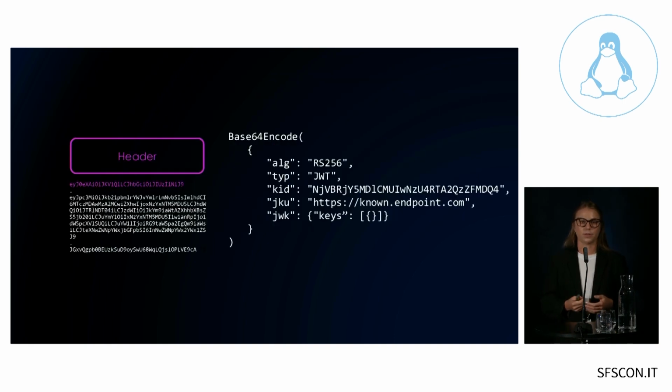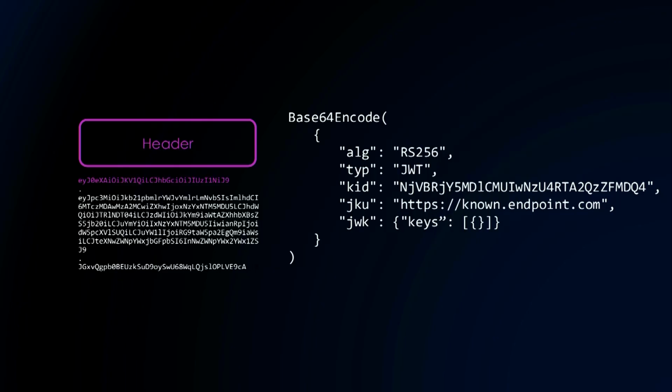First part, header, contains some information about the token itself, like, for example, an algorithm that was used to generate a signature. It also can contain a well-known endpoint that can be queried to retrieve a public key that can be used to verify the signature. It can contain a set of public keys by itself, and it can contain a pointer to an appropriate public key that was used in a form of key ID claim.